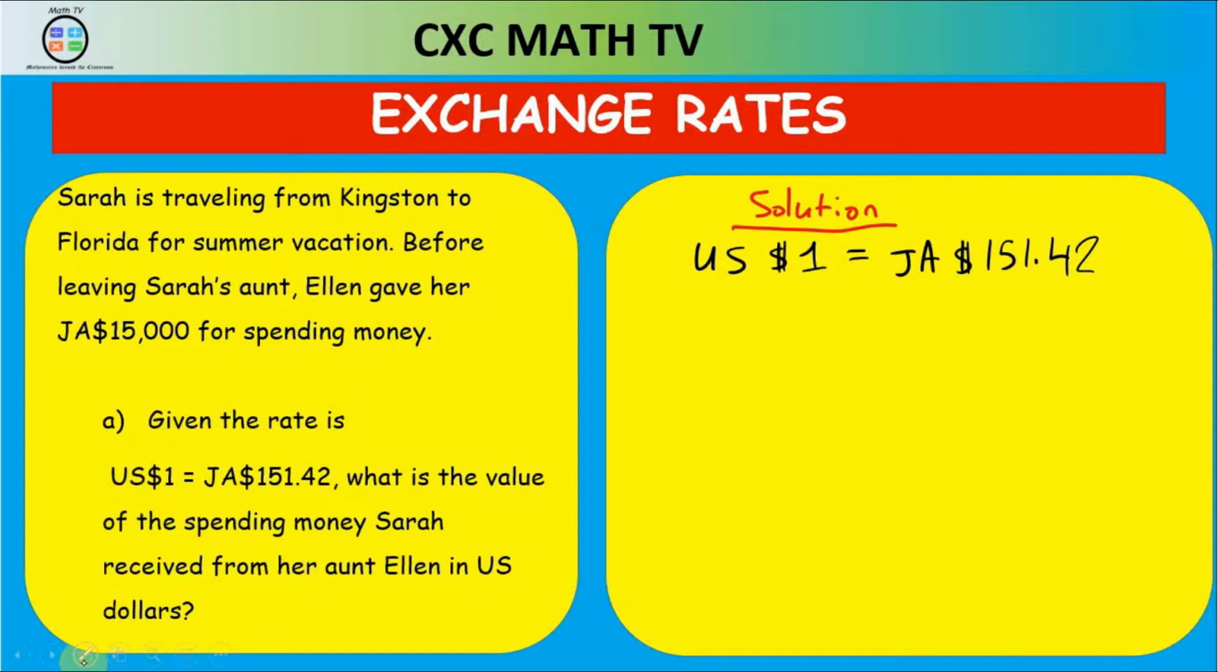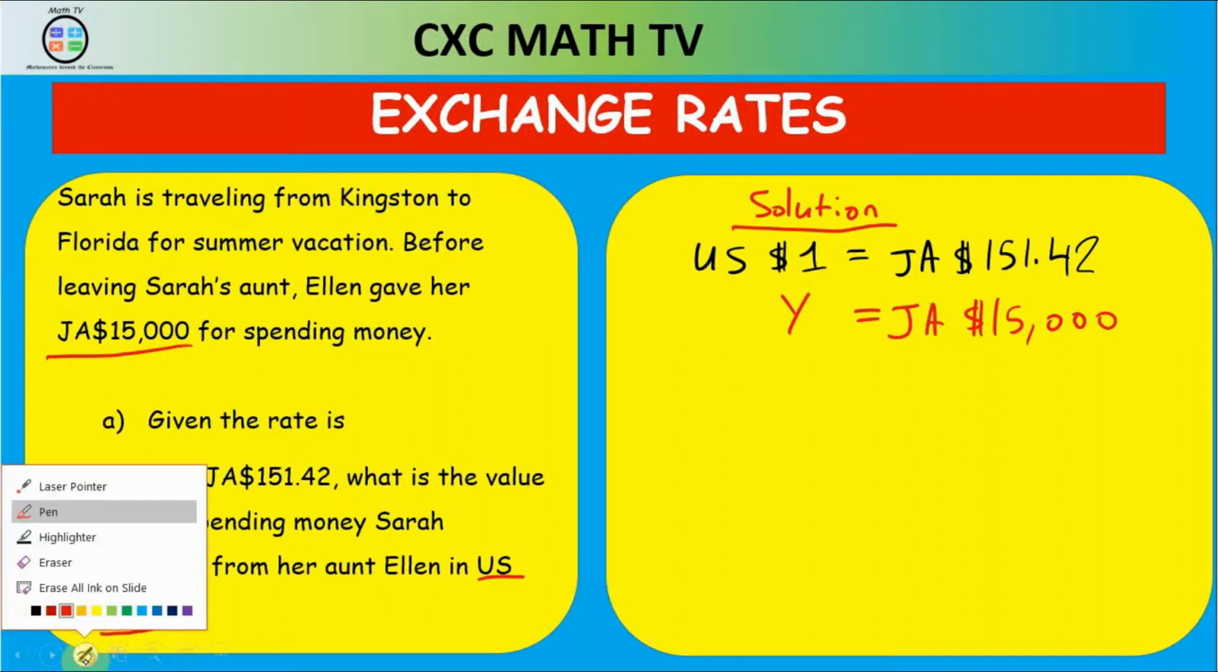Then you look at the question and at what you're trying to figure out. It says, what is the value of the spending money Sarah received from her aunt in US? So we need to convert how much Sarah got from Jamaican to US. What do we know? We know that Sarah got Jamaican $15,000, but we don't know how many US dollars that is. So we can call that y US dollars.